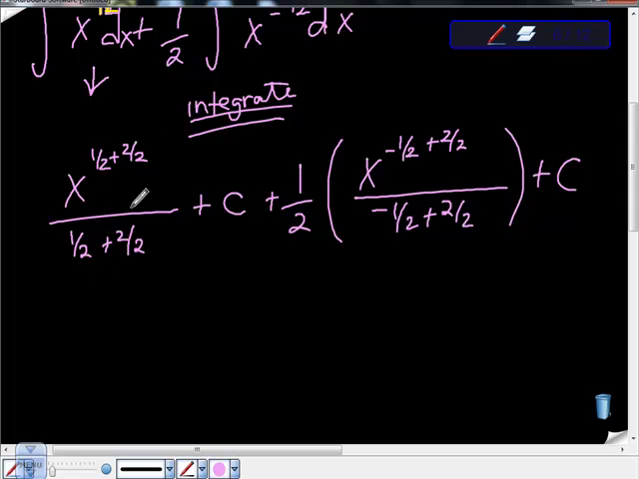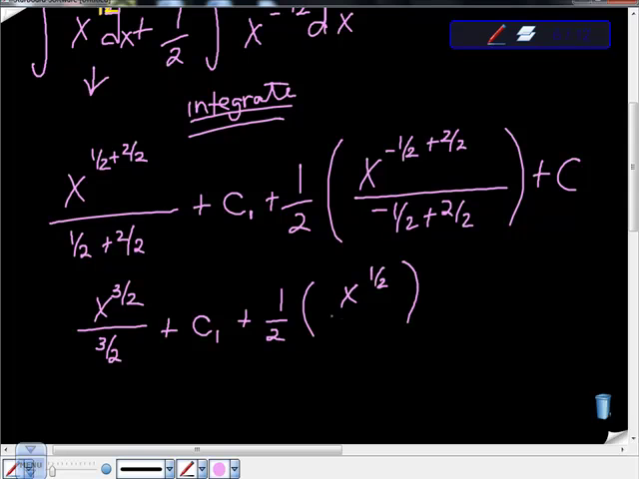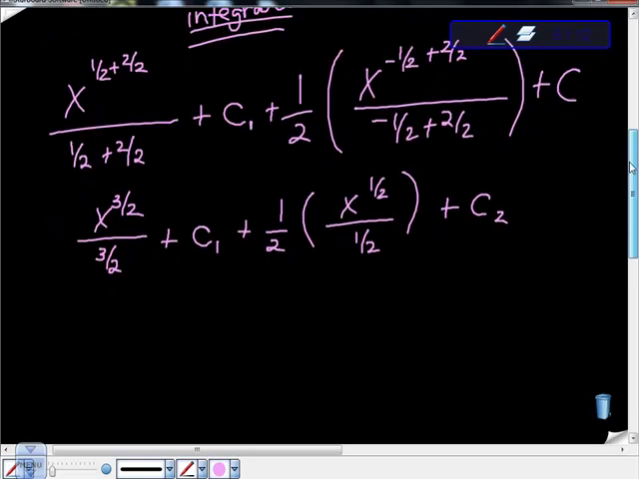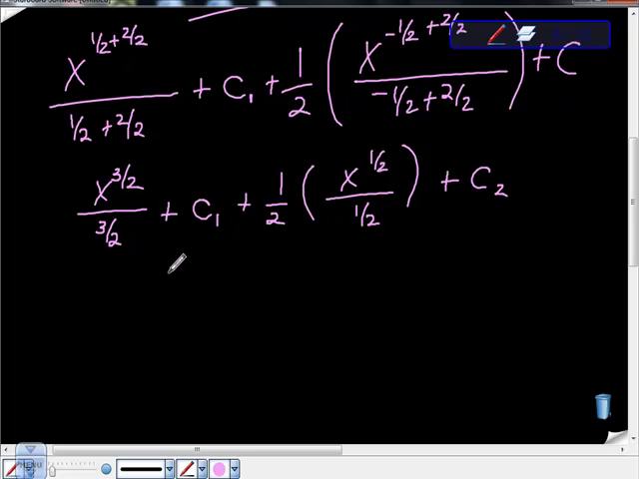So I get 1/2 plus 2/2 is x to the 3/2. 1/2 plus 2/2 at the bottom is 3/2 at the bottom, plus c, I should have put c sub 1 here, plus 1/2. Here I get negative 1/2 plus 2/2 is x to the 1/2, isn't it? Over 1/2 plus c sub 2. Your professors will actually be kind of picky about this. I can kind of hear people say, why are you writing c twice? Because I integrated these as separate pieces, so I had to come up with that constant of integration for both of them.